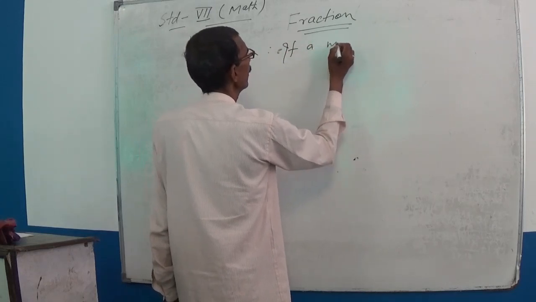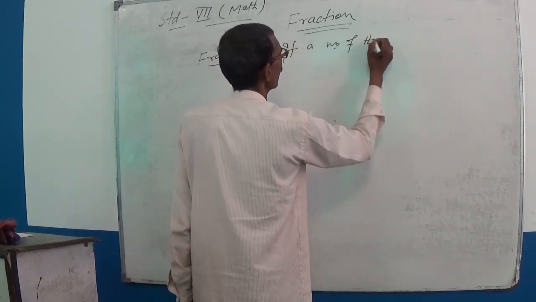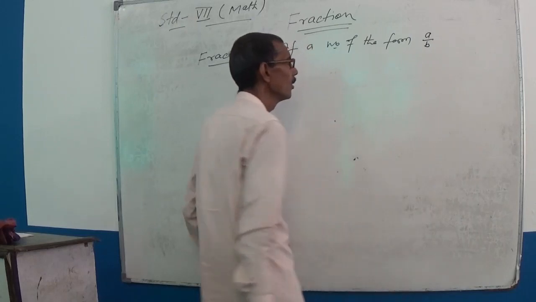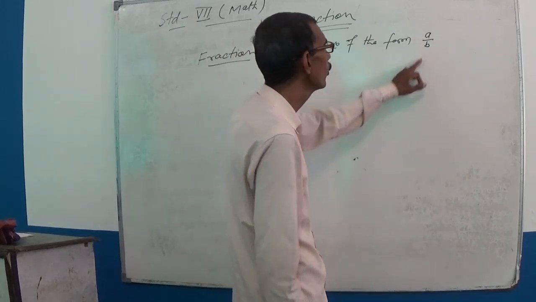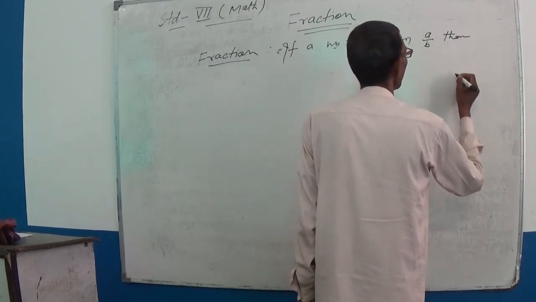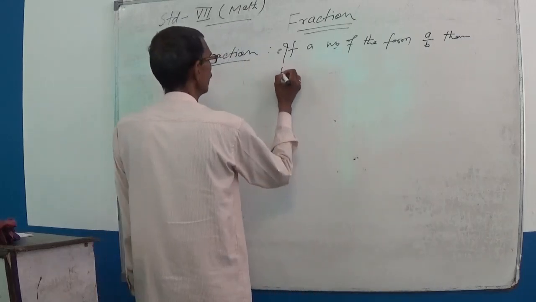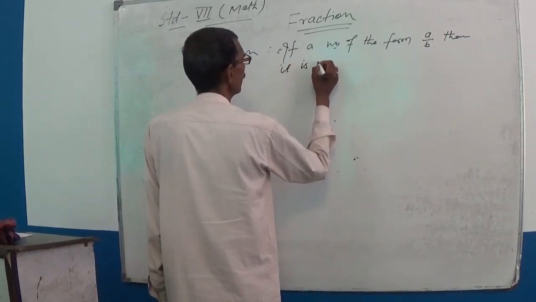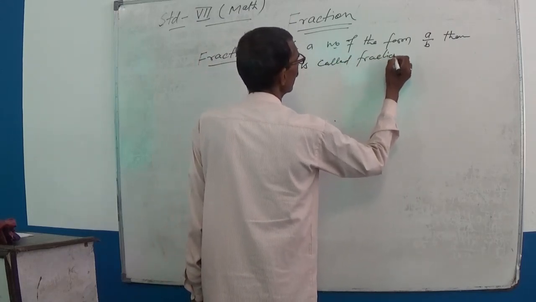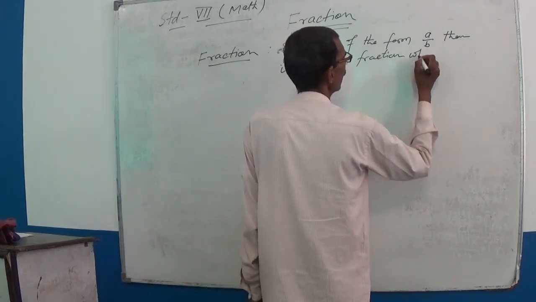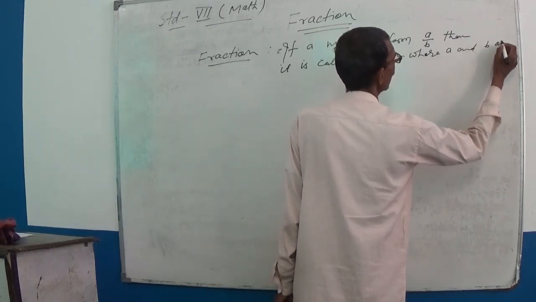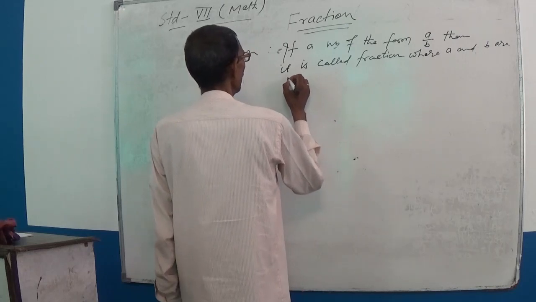If a number of the form A by B, where A is numerator and B is denominator, then it is called fraction, where A and B are natural numbers.